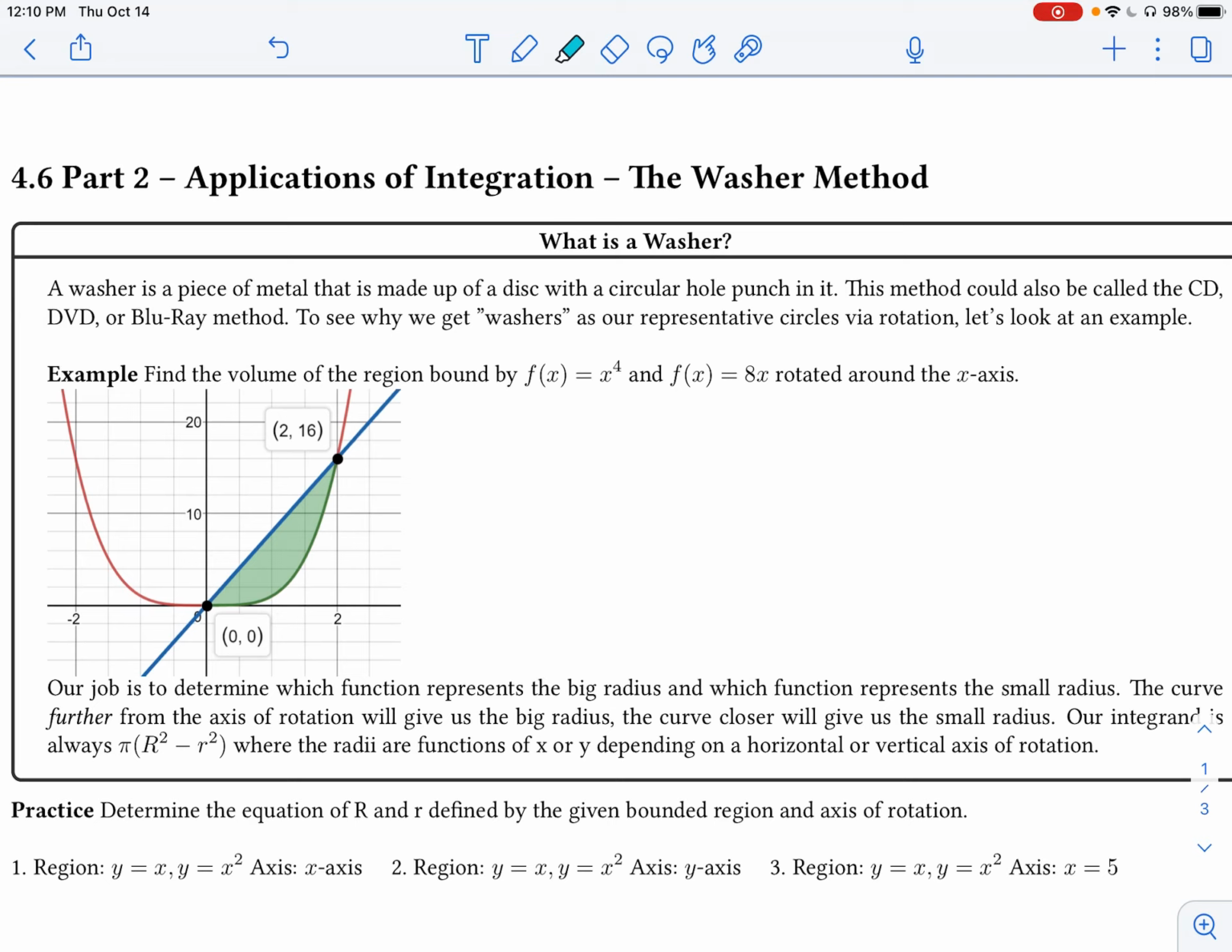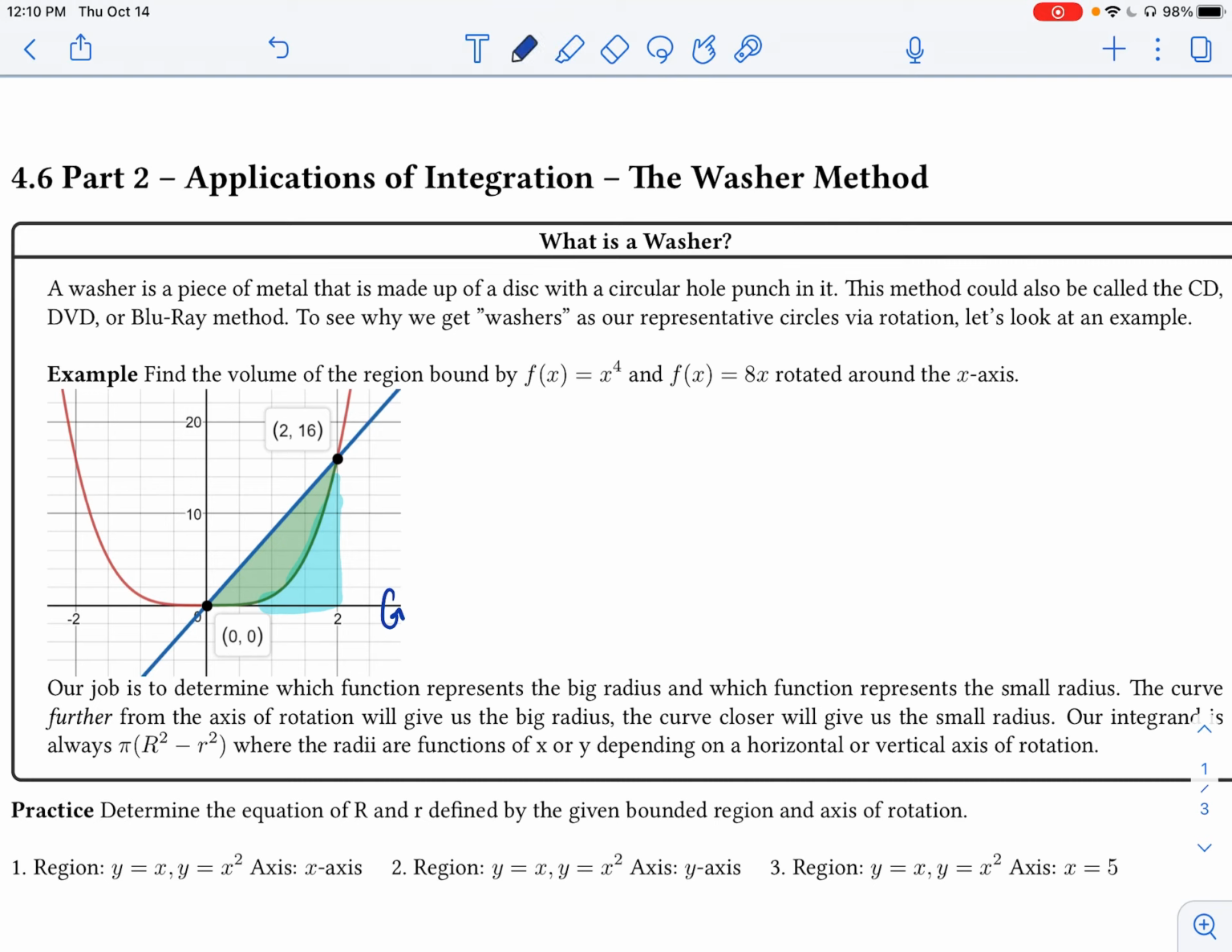So for example, if we look at this particular enclosed region, with one function being x to the fourth and the other function being 8x, we see that if we were to rotate this about the x-axis, there's this region here that is not accounted for. There's this kind of empty region, or empty space.